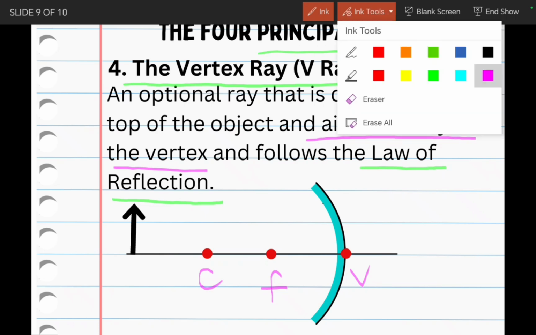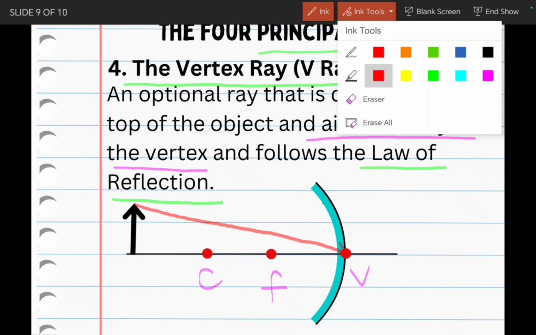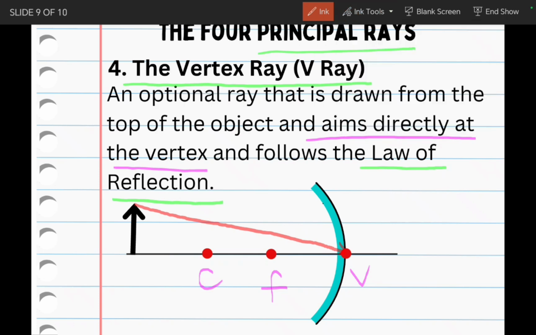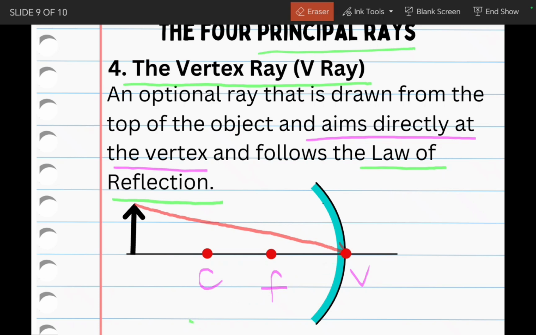Let's use the red one for the hand pass. I don't have a perfect hand to straighten this since I'm using my hands to draw with no tools. From the vertex, let's just assume that we are following the correct lines only for this video. And then let's use green color for the reflection. It will bounce off like this. Let's try to make this perfect.